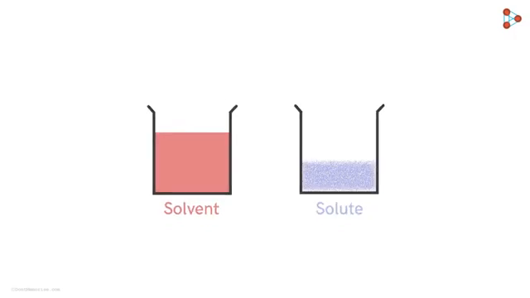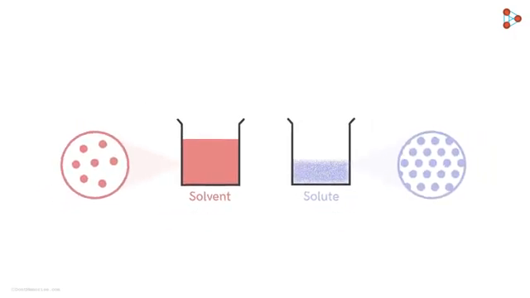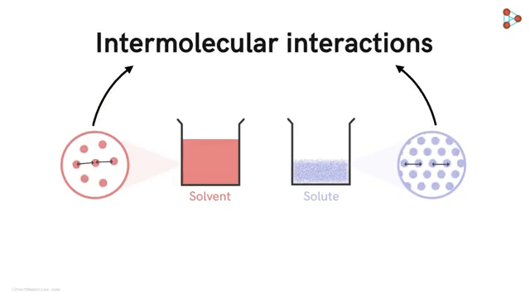Now we will have a look at their molecules to understand whether they will form a solution or not. We know that the molecules of a substance attract each other. So here, there will be attractive forces acting between the solvent molecules and similarly between the solute molecules. We denote the interaction between the solute molecules as solute-solute interactions and similarly for the solvent as solvent-solvent interactions.